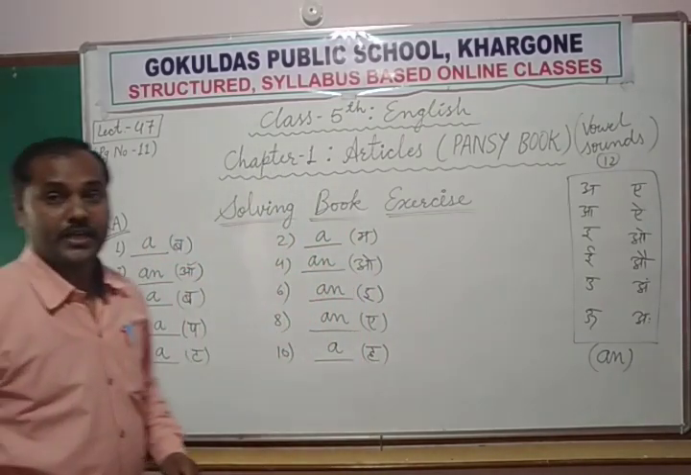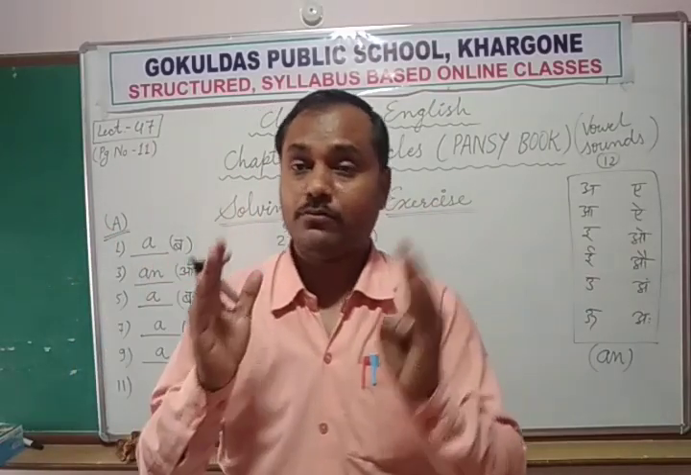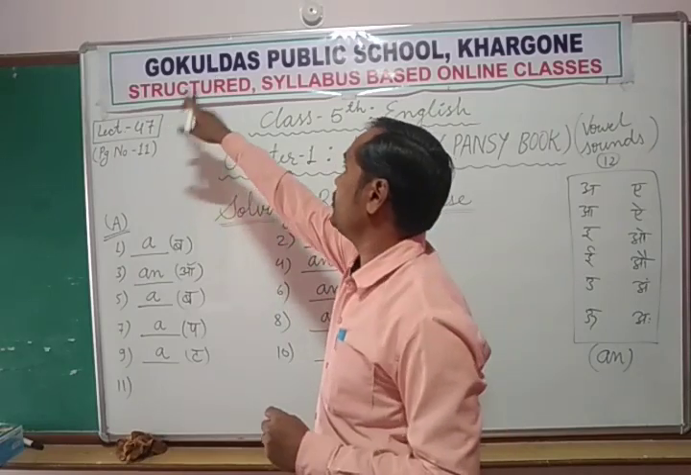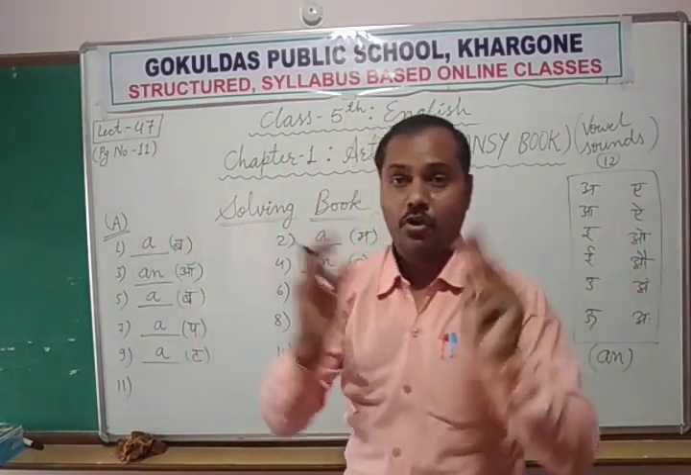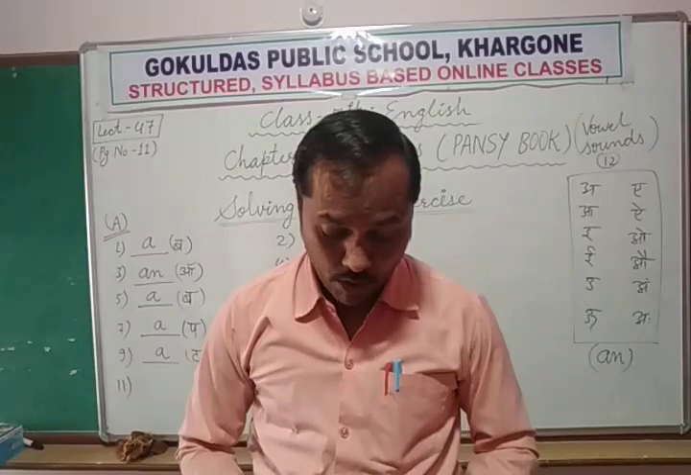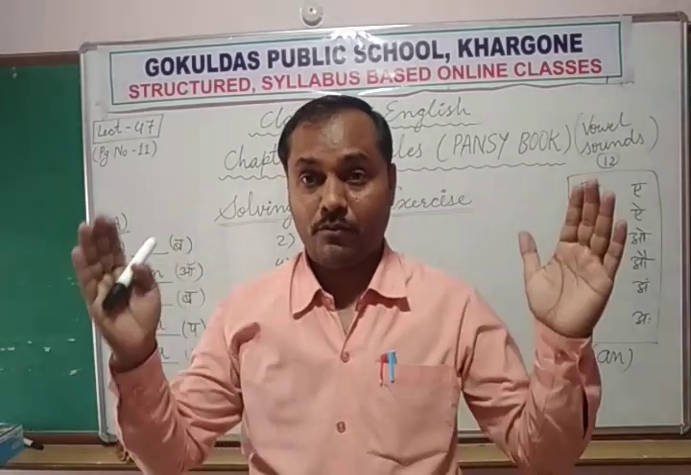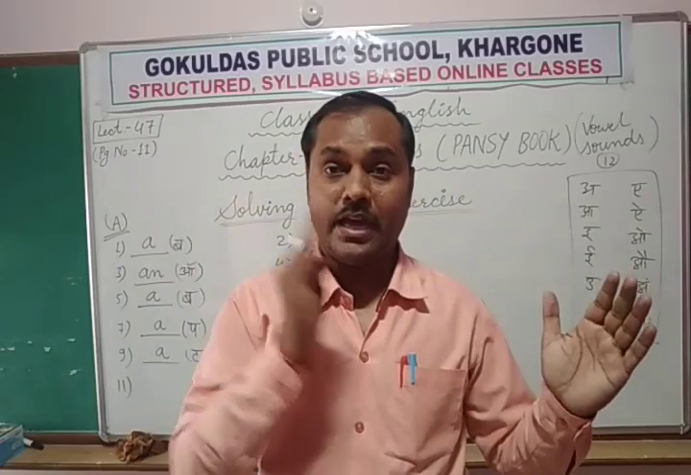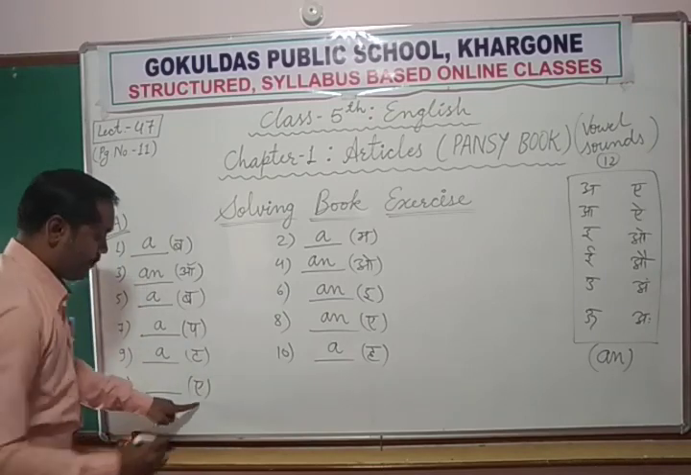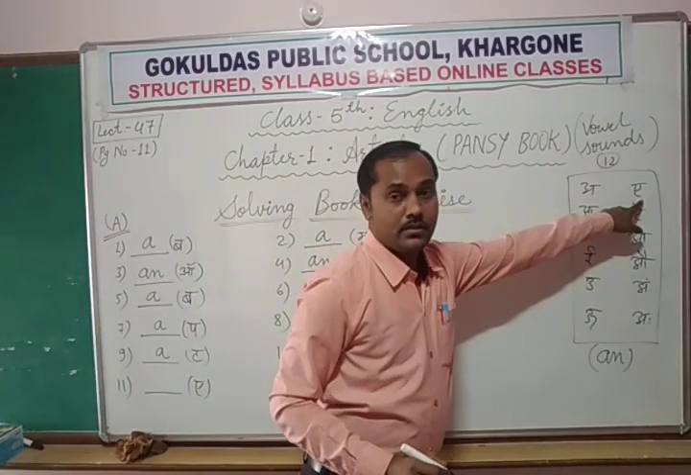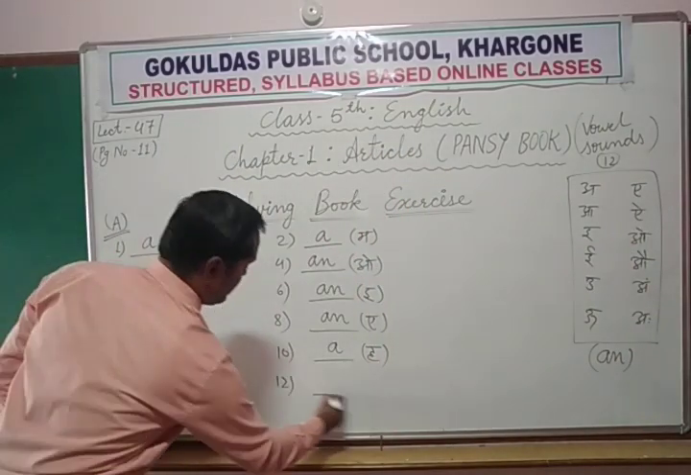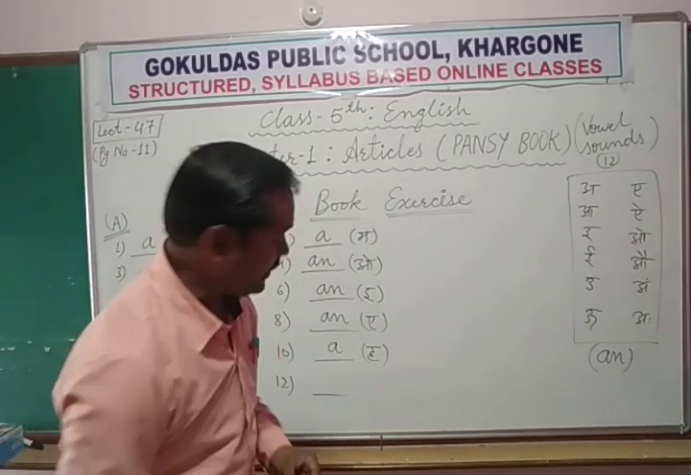It is an abbreviation. I taught you abbreviation means a short form, just like Gokul Das Public School. The abbreviation of this is GPS. GPS is a short form. So this is also a short form of member of legislative assembly. That is the full form, member of legislative assembly, MLA. But what is the sound? MLA. It starts with M, but the sound starts with A. So an MLA.